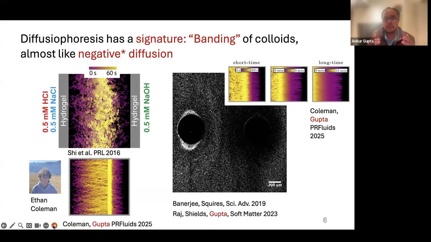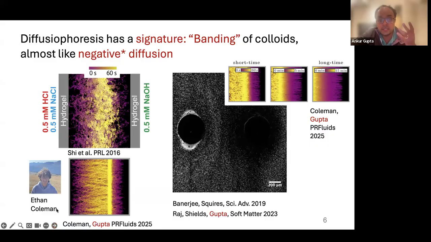So what's happening is these colloids are moving at the speed of diffusion of the solute, but they're much bigger. They're about a micrometer in size, give or take. And so they don't have a diffusivity of their own, so they kind of stick together as themselves. So this is a very clear phenomenon and a signature of diffusive phoresis.